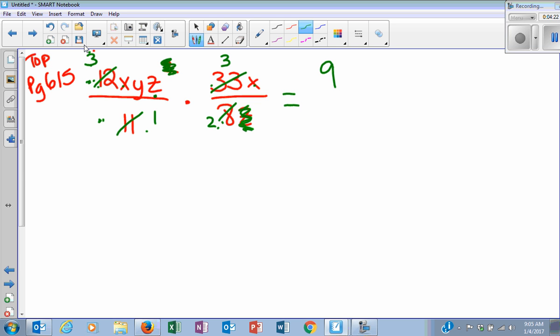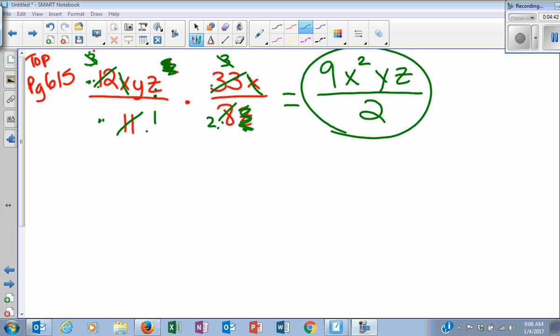So what I do is I always do like terms. X times x can become x squared. So that's gone, and that's gone, that's gone, that's gone. Notice I mark things off. And then I have a y and a z left over. So I get y, z over 1 times 2 is just 2.